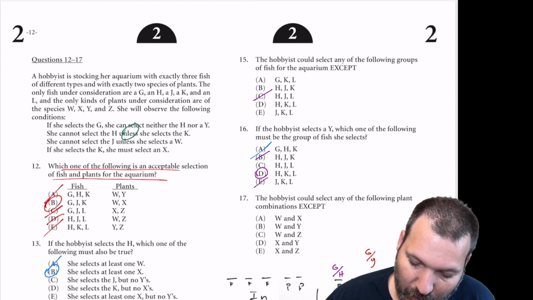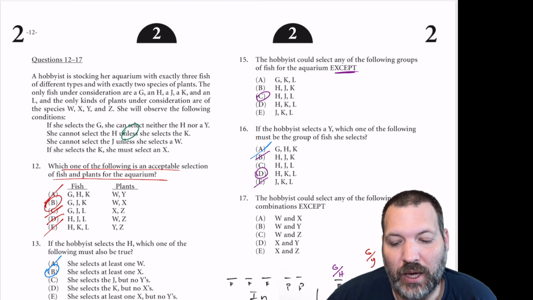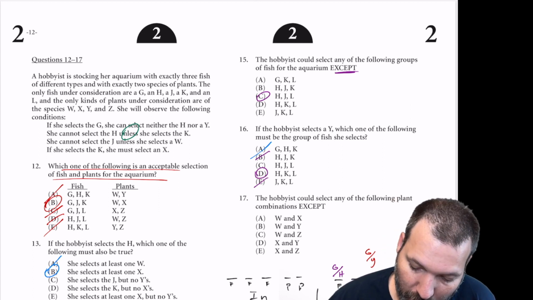But I think that's the only one. Oh wait, except if H is in, K is in. Never mind, that's the answer, right? This was an except question. If H is in, K is in, so there's no way that C can work.